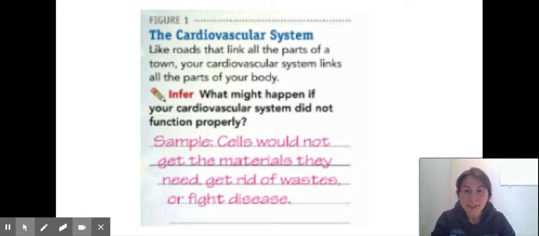Okay, so if your cardiovascular system was not functioning properly, there's a lot of potential things that could happen, a lot of potential issues. Here's a couple examples. Well, cells wouldn't be able to get the materials that they needed, and also cells wouldn't be able to get rid of waste. There would be no transport system to bring nutrients or materials places that were needed or get waste away. And since the blood contains disease fighting cells, without that, we wouldn't be able to fight disease as well or at all. Okay?